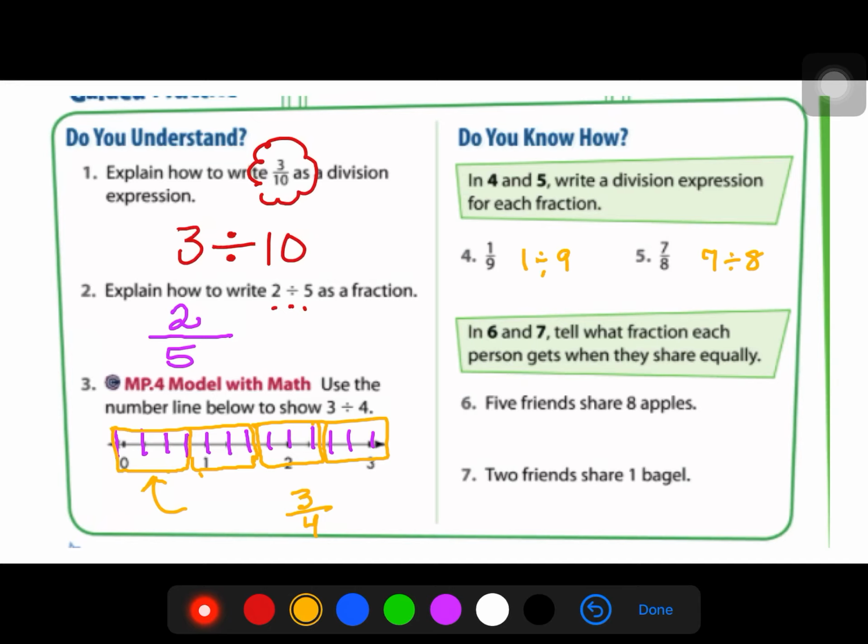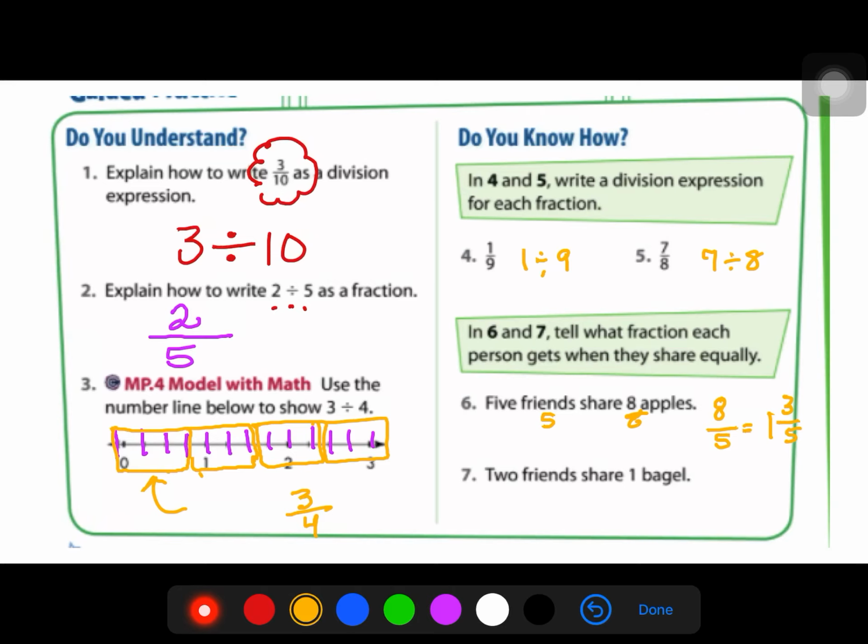Tell me what fraction each person gets when they share equally. 5 friends sharing 8 apples. So what's being divided? The apples. And how many people am I dividing it by? 5. Because every friend's going to get more than 1 apple. There's more apples than friends. So 8 being divided by 5, each person would get 1 and then 3/5 of an apple.